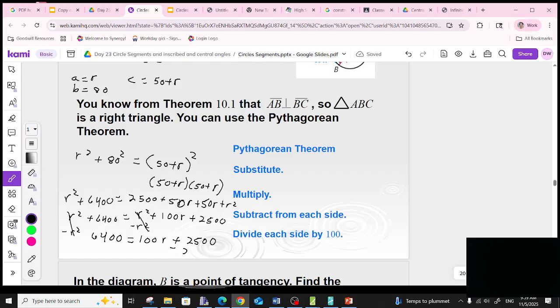Yep, I'm going to subtract 2500 from both sides. What is 6400 minus 2500? 3,900 is equal to 100R. You divide by 100 on both sides. R is equal to 39.